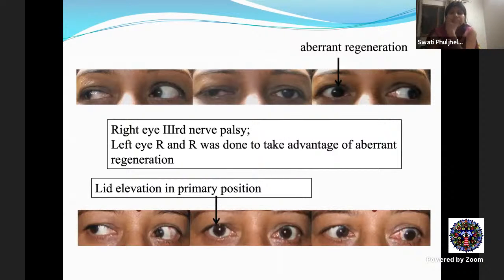It's also interesting to know that we can use this aberrant regeneration in our favor to improve the ptosis as well. So in this particular case, as you can see, on adduction, the lid could elevate, and therefore we did the other eye contralateral resection to create the fixation duress, and in the post-op we can see that the ptosis was also improved. So that's one of the ways to take advantage of aberrant regeneration.